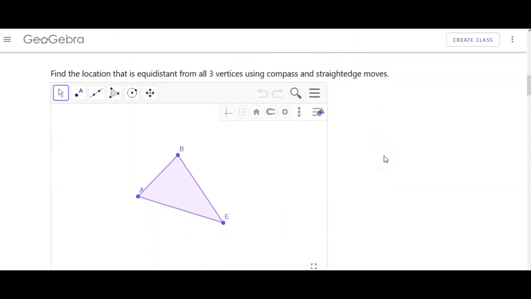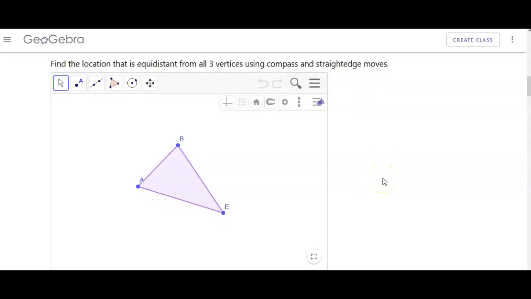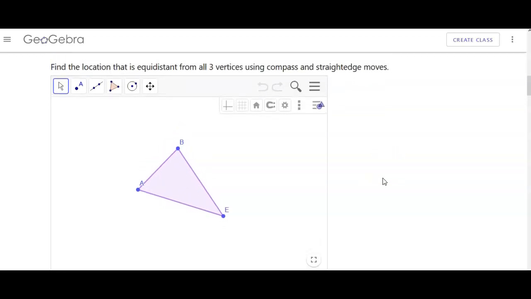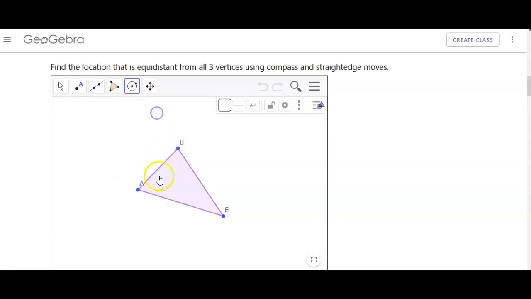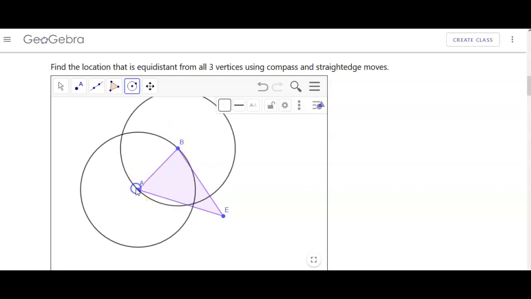All right, the next one that we're going to look at, find a location that is equidistant from all 3 vertices using compass and straight edge moves. So if you think about this, find a location that is equidistant. Well, we found locations that are equidistant from 2 points before. So if we find a location here, anything on this line is going to be exactly the same distance from A as it is from B.